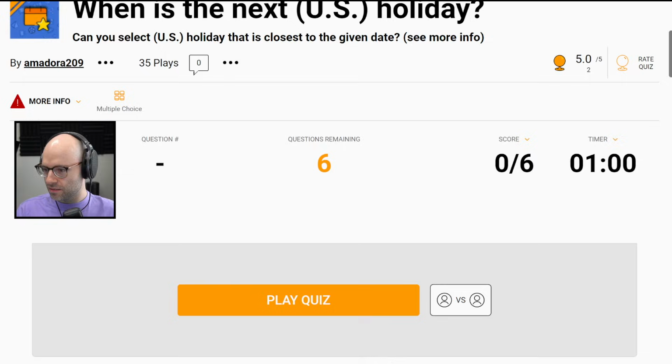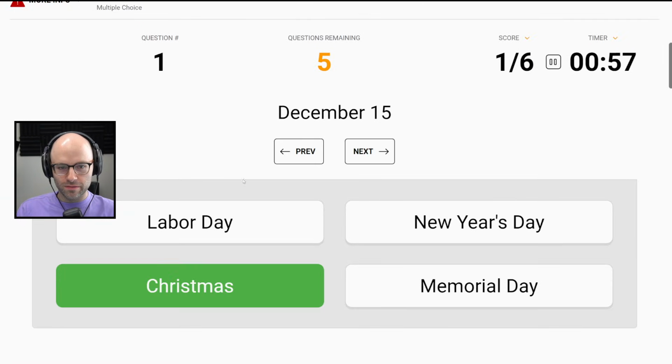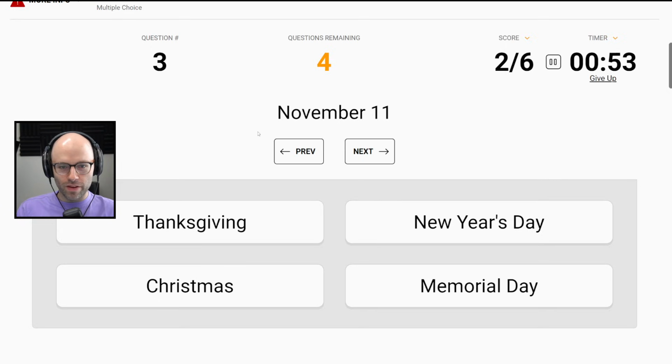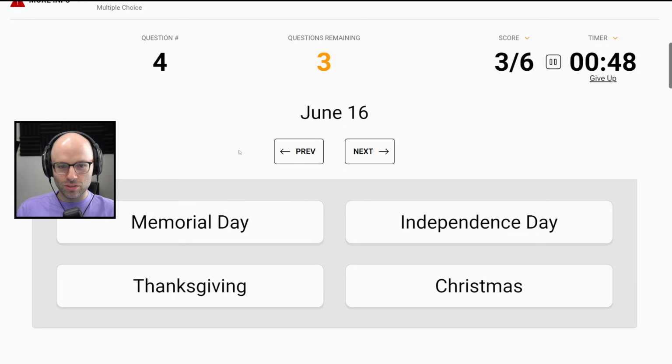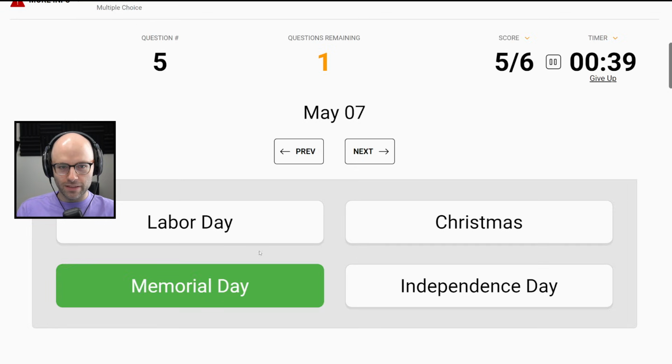When is the next U.S. holiday? Can you select the holiday that's closest to this U.S. date? December 15th. I'm going to say Christmas. August 27th. I'm going to say Labor Day. November 11th. Thanksgiving. June 16th. Independence Day. May 7th. Memorial Day.